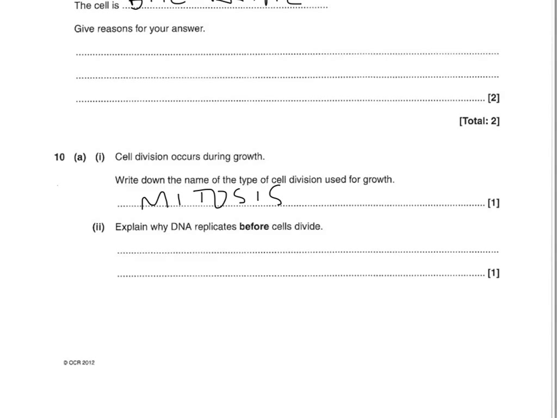Or rather 1 for each cell. Obviously one of them is new and one of them is the starting one. So it makes a copy of the chromosomes, there are 2 new copies, 1 for each cell, and that will get you that mark.